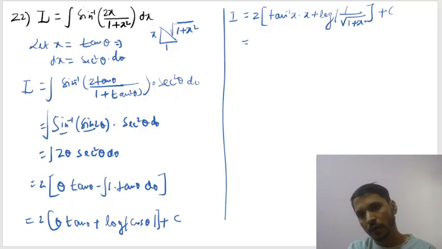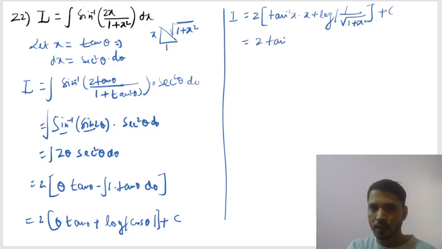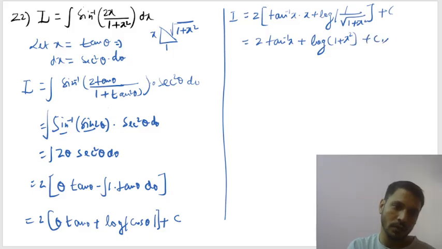We can simplify further, but if you leave our answer here also, it is fine. We can write 2 times x tan inverse x, and from here 1 by 2 and 2 get cancelled out. So it will become plus log of 1 plus x square, applying the properties of the log, plus c. So this is the question number 22.